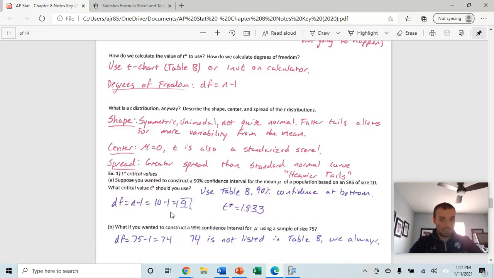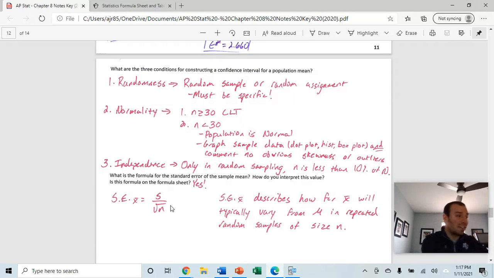Moving on, for our three conditions for a confidence interval problem for means. Remember when we had proportions, we were checking randomness, normality, and independence. We're still checking those three conditions of randomness, normality, and independence.